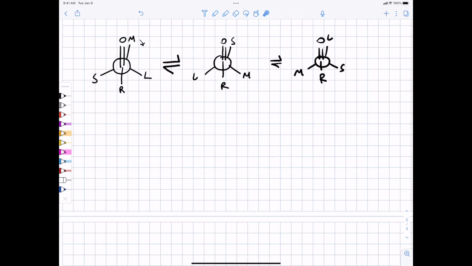But it turns out you don't even need to worry about which is the lowest energy conformation. You simply need to worry about which is the fastest route of attack.